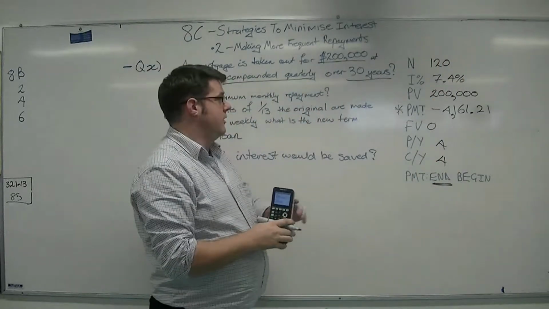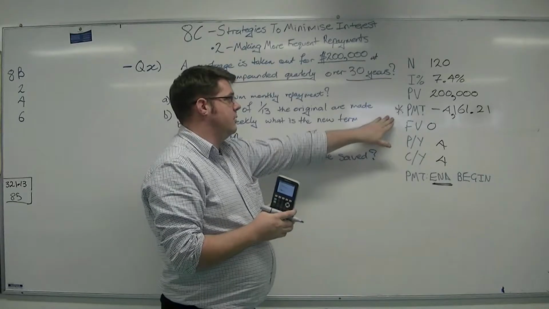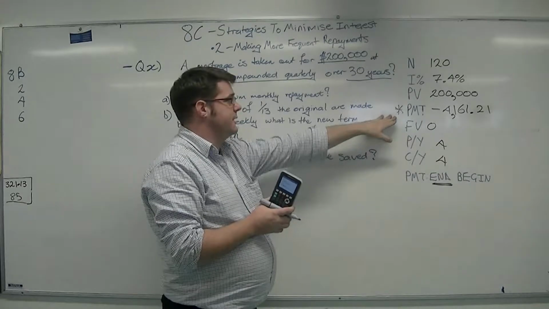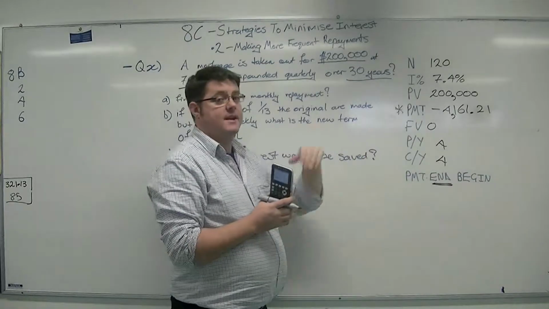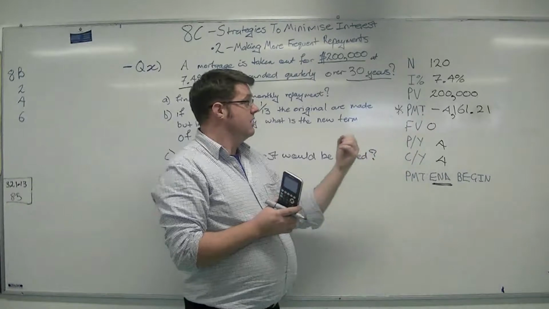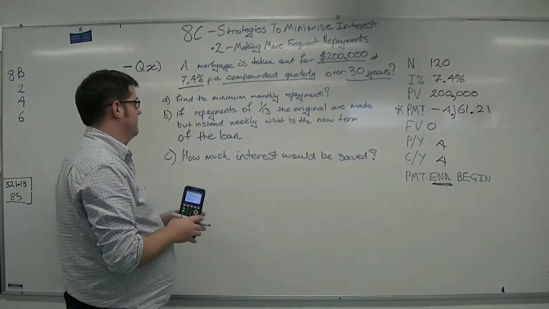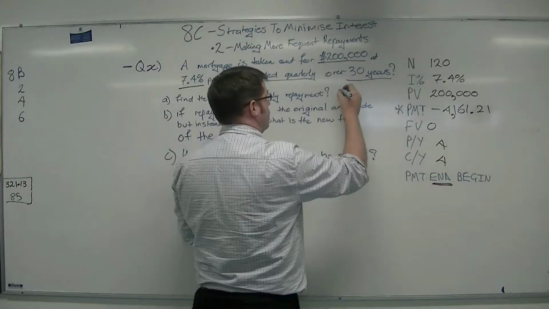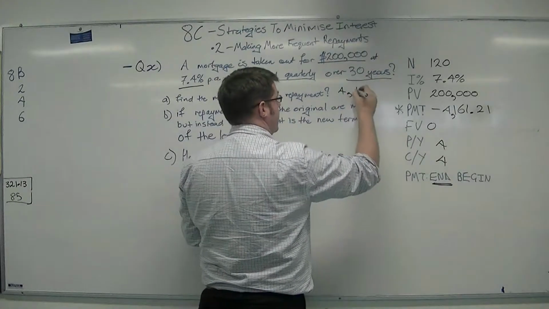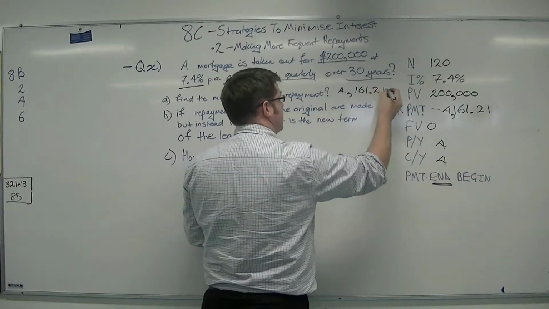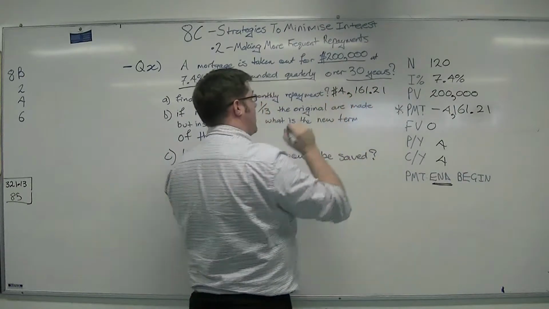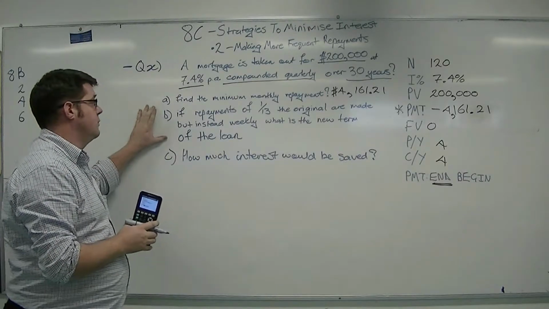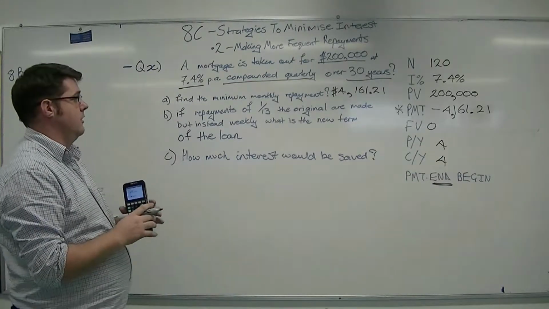Alright. If we stick all these values into a TVM calculator, we end up with a payment value of $4,161.21. Remember, we need to pay this money out, so it's an outgoing sum, negative from the borrower's perspective. $4,161.21. Let's whack a dollar sign out in front. If the repayments of 1/3 the original are made, but instead weekly, what is the new term of the loan?